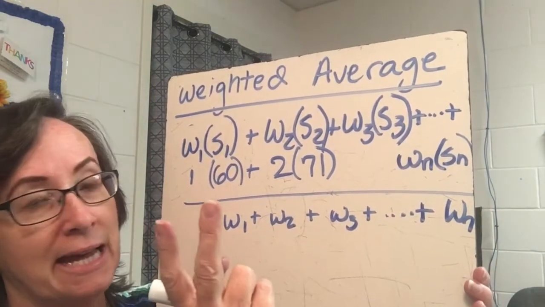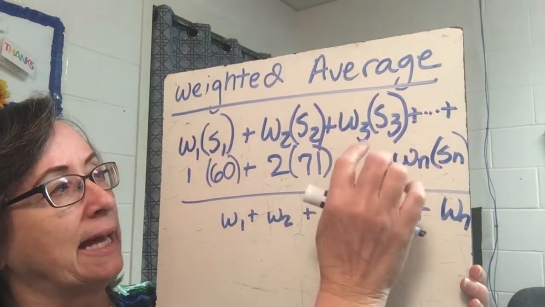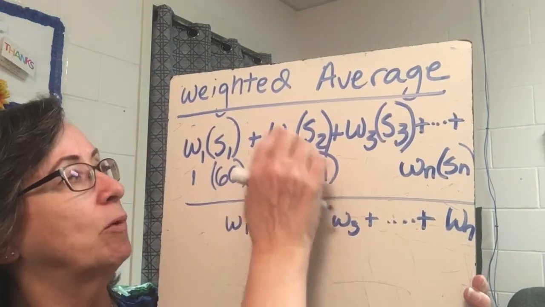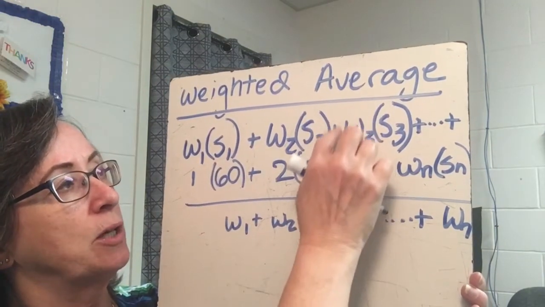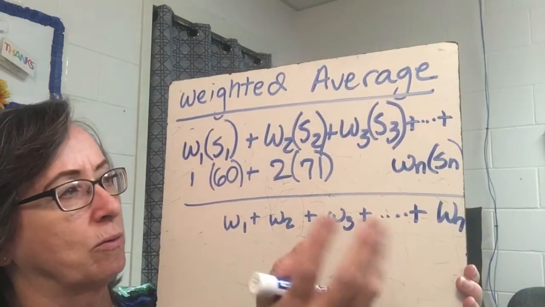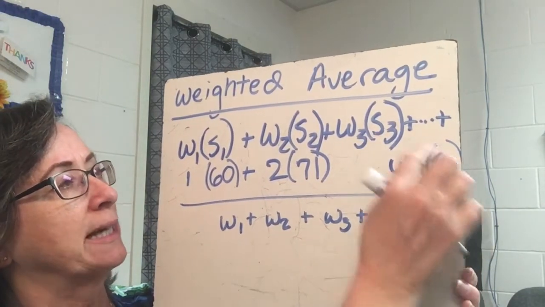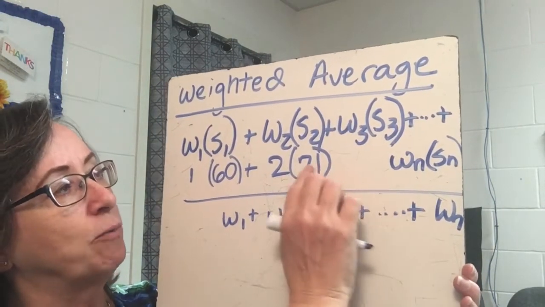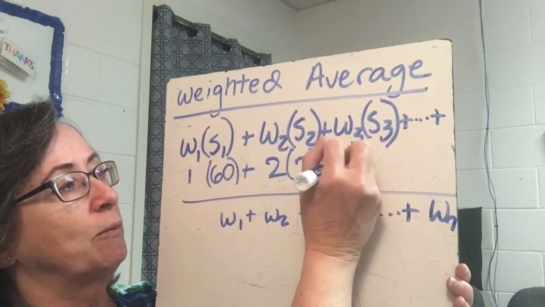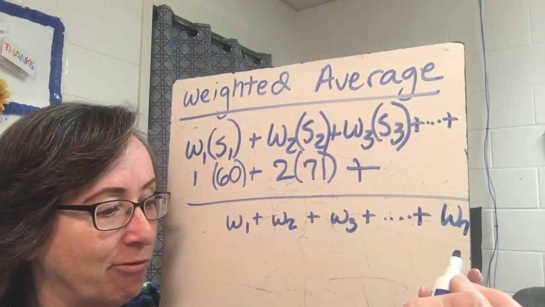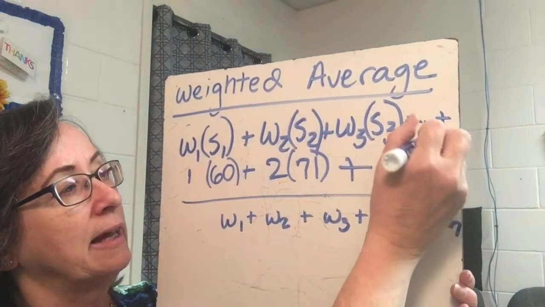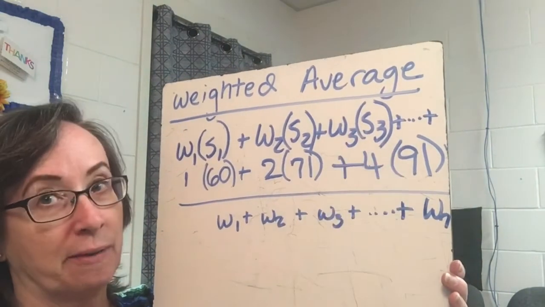The second one, yes, it was 71. So basically this is saying weight 1, score 1, or sum 1, plus weight 2, sum 2, plus weight 3, sum 3, all the way to weight n, sum n, or score n, depending on what you're looking at. Okay, so if we were going to do the one that we just finished, let me erase this, we have some room, we would say the 91 was her last test grade, and it was weighted 4 times.